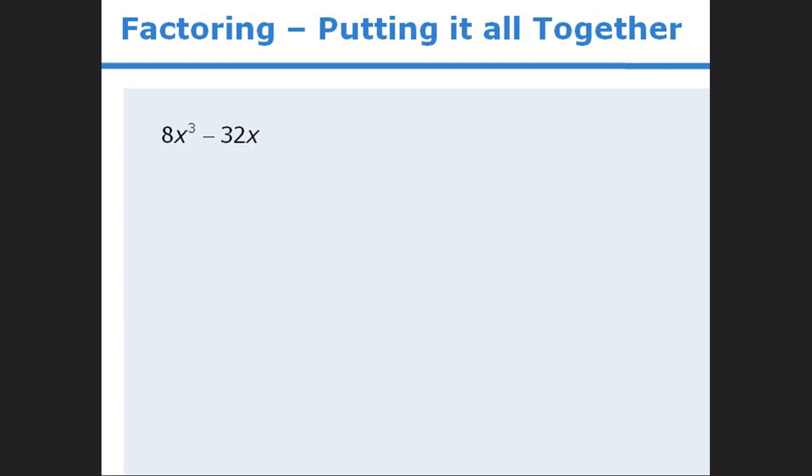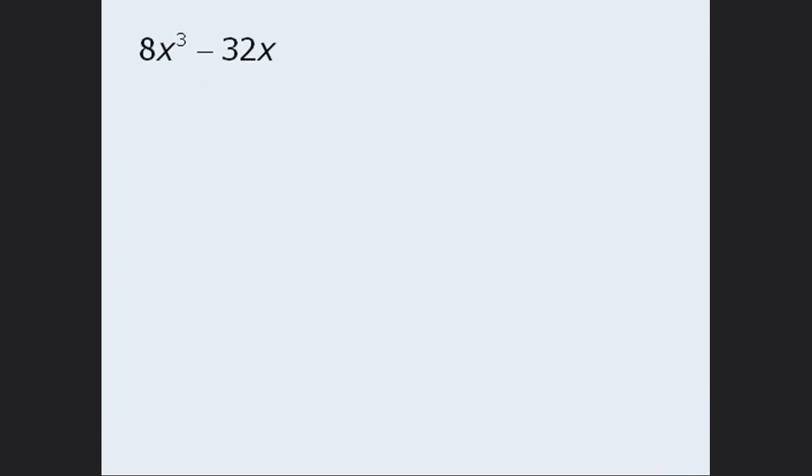Here's what I mean. We're going to completely factor this expression, so we will first factor out the greatest common factor. The greatest common factor of 8x cubed and 32x is 8x. At this point, we must determine the expression inside the parentheses such that the product of 8x and the expression is equal to 8x cubed minus 32x. So the first term here must be x squared, since 8x times x squared is equal to 8x cubed. The second term must be negative 4, since 8x times negative 4 is equal to negative 32x.